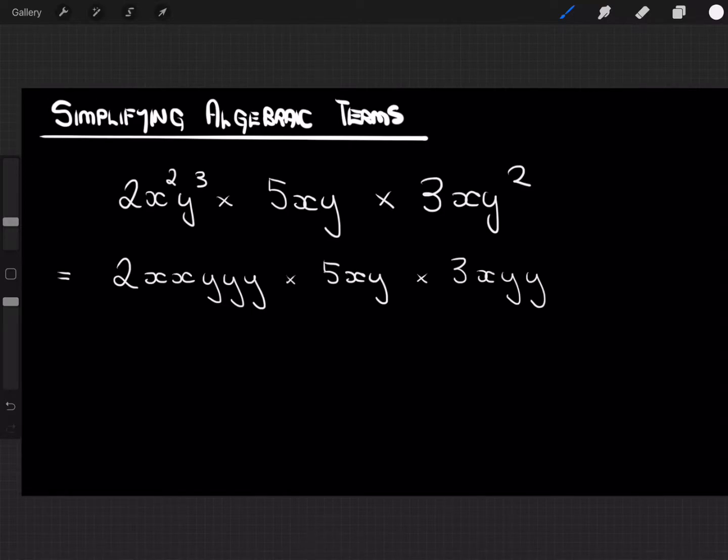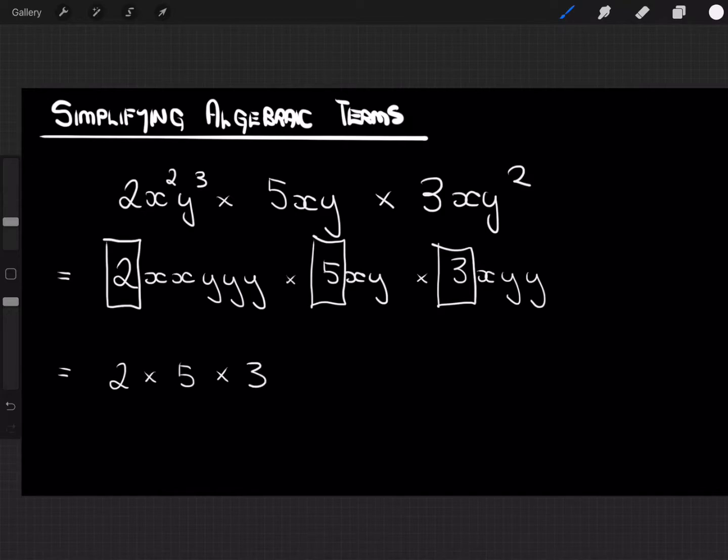So if I wanted to combine these terms, all I need to do is identify the numbers and the letters. Firstly, the numbers: there's a 2 multiplied by a 5 multiplied by a 3. So I can rewrite this simply as 2 times 5 times 3.